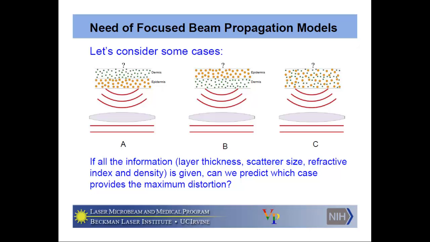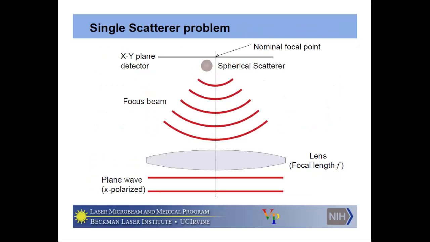So even with this kind of simpler case, not a biological tissue with all the components, we just assume smaller and larger scatterers for these two layers. Even for this simple problem, we cannot predict what's happening at the focal point in the focal volume, whether we get large distortions or not. So what I plan to do is pose a single scatterer problem.